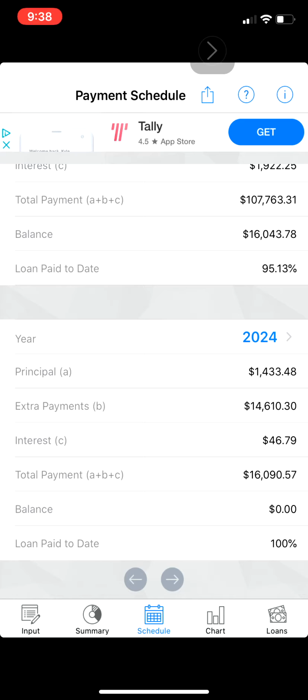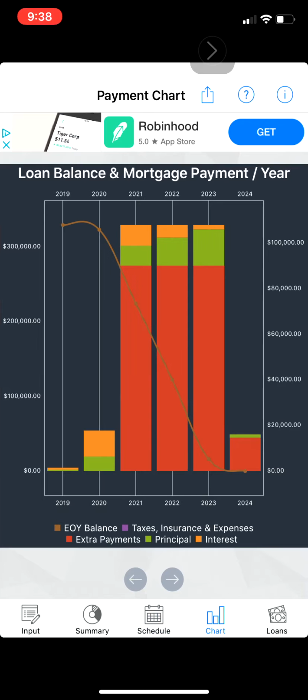The pretty thing I like to see is the chart. Look at this chart. By 2024, I'll finish paying off the house. Extra payments is in red. Principal is in green. And interest is in orange.